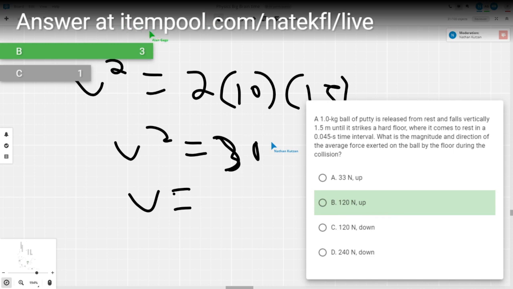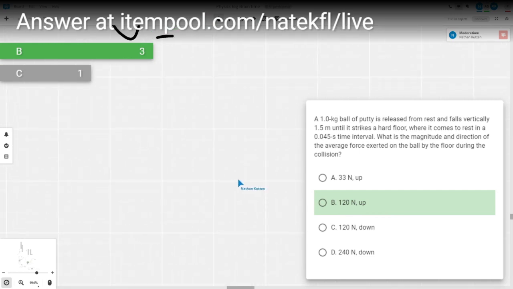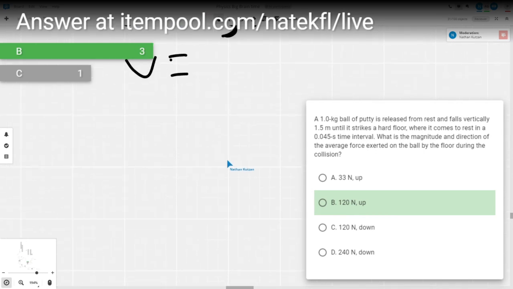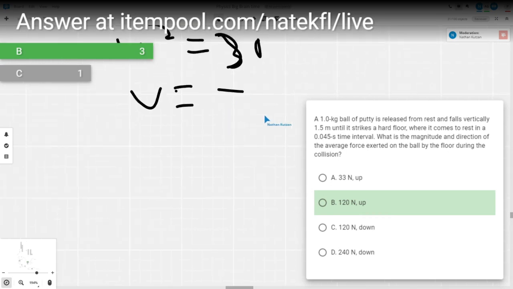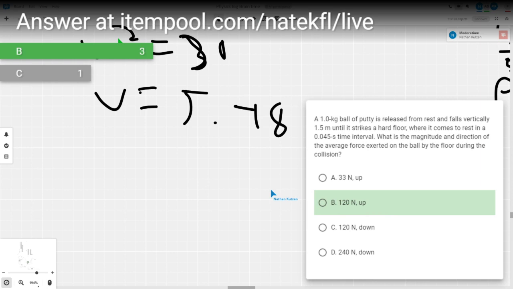So the square root of 30, V is equal to like 5.48. Now that we have the velocity, we can get the initial momentum. So how can we get that? Anyone remind me what the equation for momentum is? M times V. Yep, so the mass is 1, the velocity is 5.48, so the momentum is, gasp, 5.48.